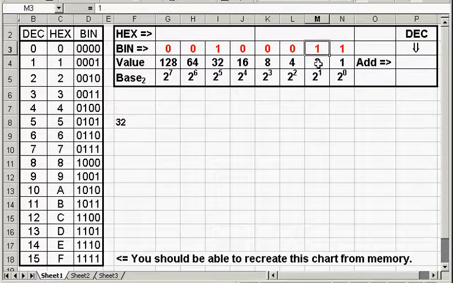We have a 1 in the 2's place. So we put a 2 here. And we have a 1 in the 1's place. And we put a 1. We add all those together. 32 plus 2 is 34 plus 1 is 35. So the decimal number that represents 00100011 is 35.